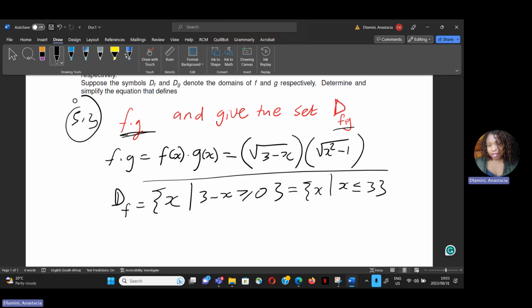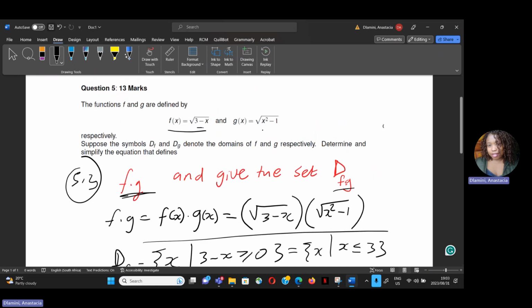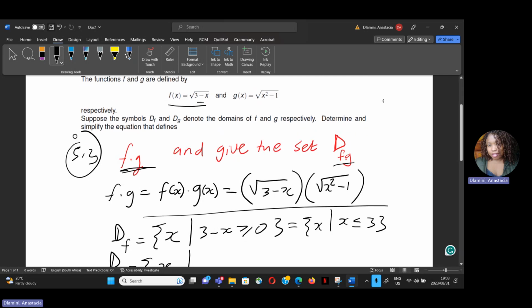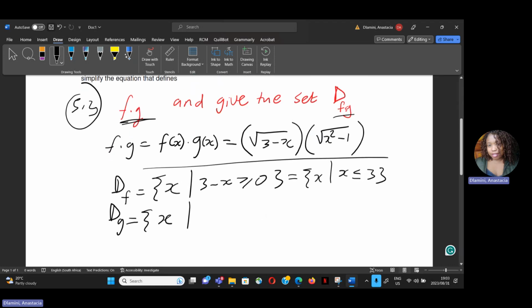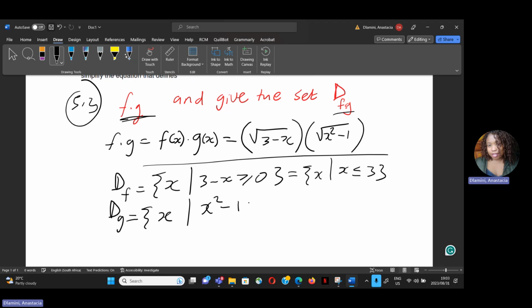Now let's find the domain of g. g is the square root of x squared minus 1. For g of x to be defined, everything under the square root should be greater or equal to 0, meaning that x squared minus 1 should be greater or equal to 0. So the domain is x such that x is less or equal to -1, or x is greater or equal to 1.